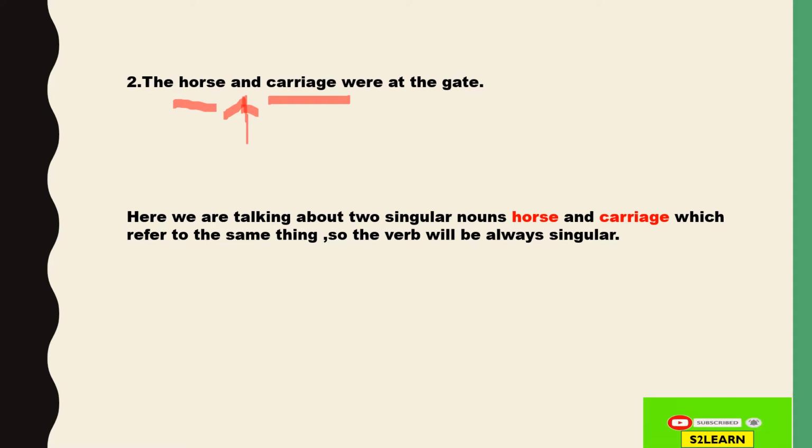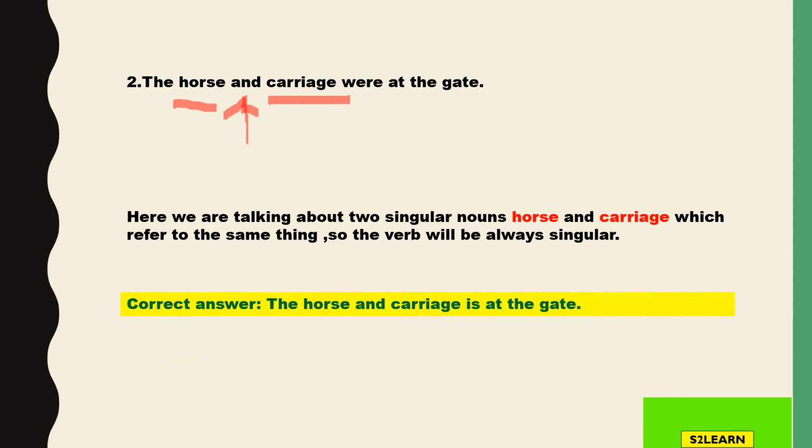So what will be the correct answer now? The horse and carriage is at the gate. We will never use the plural verb here. We will always use the singular. So by seeing only, you are applying the rules. See how easy it is. If you know the rules very well, you can easily apply them to the sentence. Now moving to the third question.